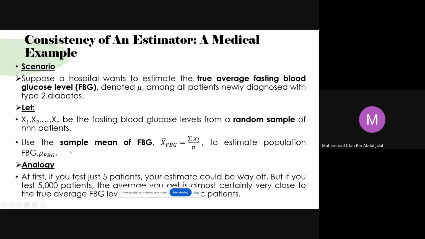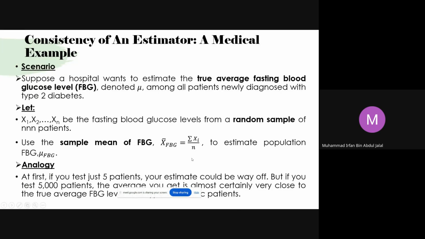So we can use the sample mean of the fasting blood glucose, X bar FBG here, to estimate the population fasting blood glucose. At first, in this case, if you test just 5 patients, we obtain the fasting blood glucose level from 5 patients. Your estimate of the population fasting blood glucose level can be way off. Maksudnya jauh. Dia tak kena, dia jauh. Because you have small data points.